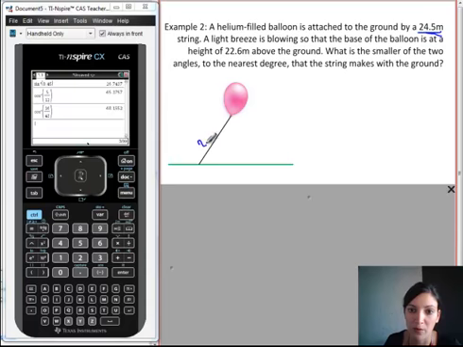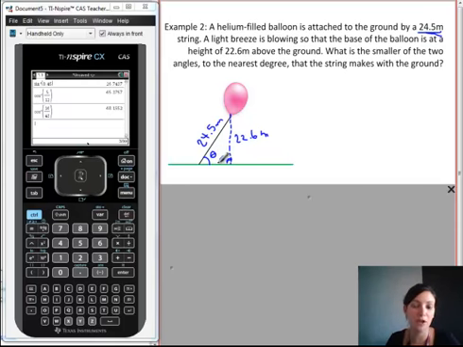Okay, now in the question we're told that the string is 24.5 meters long. So let's just label my diagram here. I've got a string that is 24.5 meters long. Okay, and it's saying that the base of the balloon, so the base of the balloon is here, is at a height of 22.6 meters above the ground. So if I just sort of drew this in here, that is 22.6 meters above the ground. Okay, and the height and the ground are going to make a right angle. So there's my right angle triangle. What's the smaller of the two angles that the string makes with the ground? So here's the string and the ground. You'll notice it makes two angles here. There's a bigger angle on this side, but we want the smaller angle. So this would be our theta. So we're trying to work out the angle the string is making with the ground.